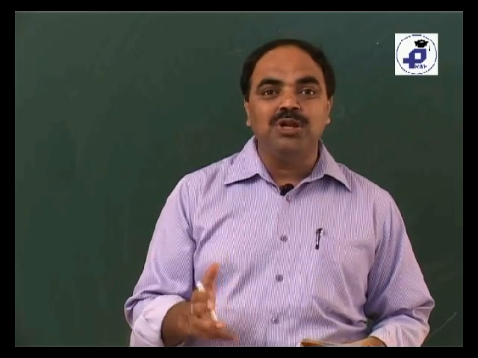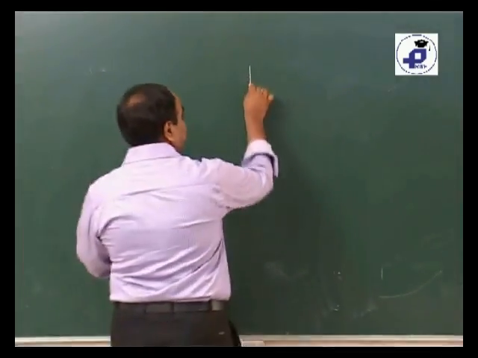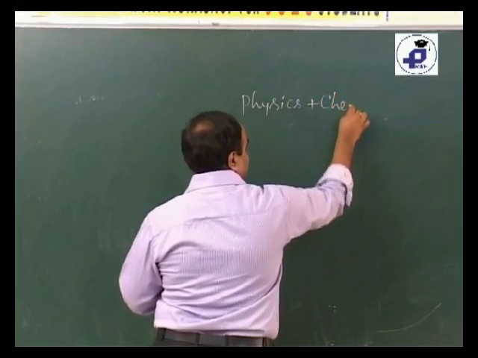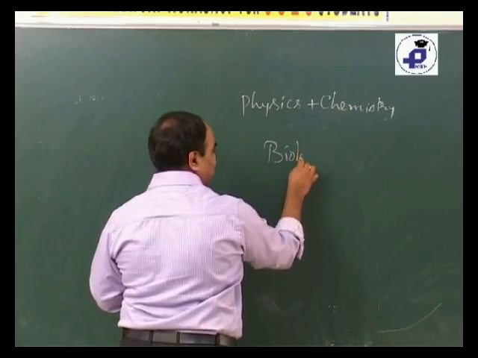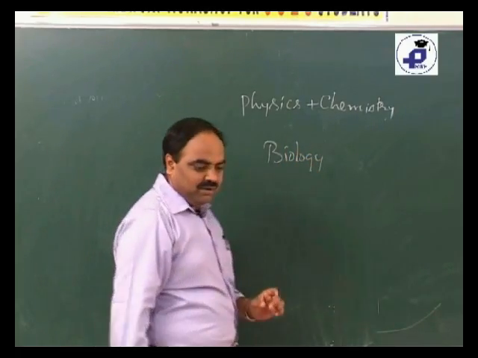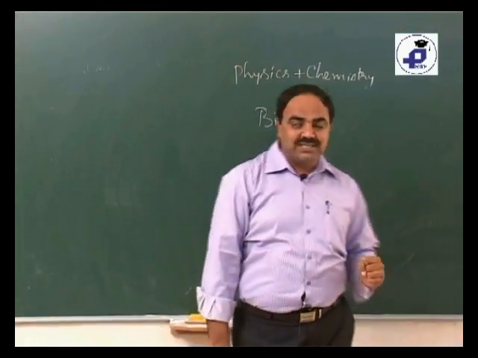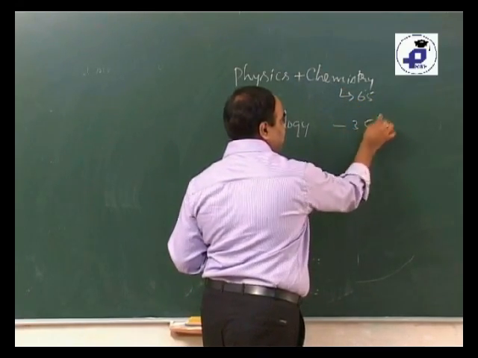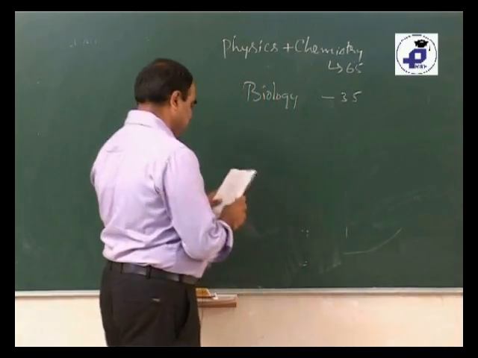Science. As you all know, we have divided science into two major parts. One, let me give you, physics and chemistry. Then number two is biology. Physics and chemistry as such we are going to have 65 marks, and biology we will be covering 35 marks. Physics and chemistry, let's study the pattern.